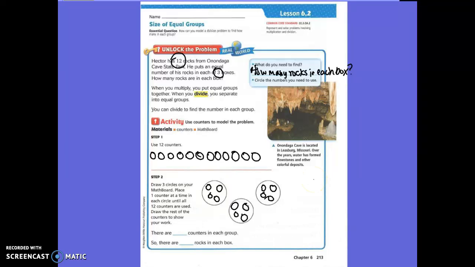Okay, we drew all 12 counters in the rest of the circles to show our work. How many counters are in each of those three groups, guys? 4. Write that down. So how many rocks are in each box then, everyone? 4. 4 rocks are in each box. There were 3 boxes, right? We said there were 12 rocks. They were split up. So if you split 12 equally into 3 groups, you have 4 in each group.